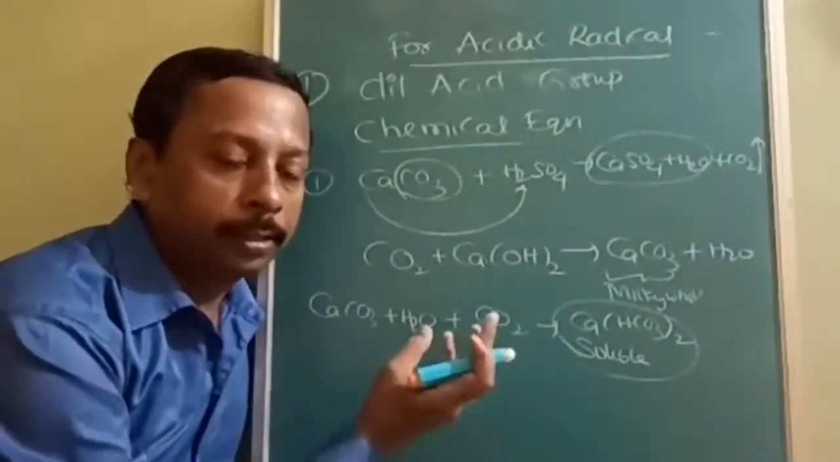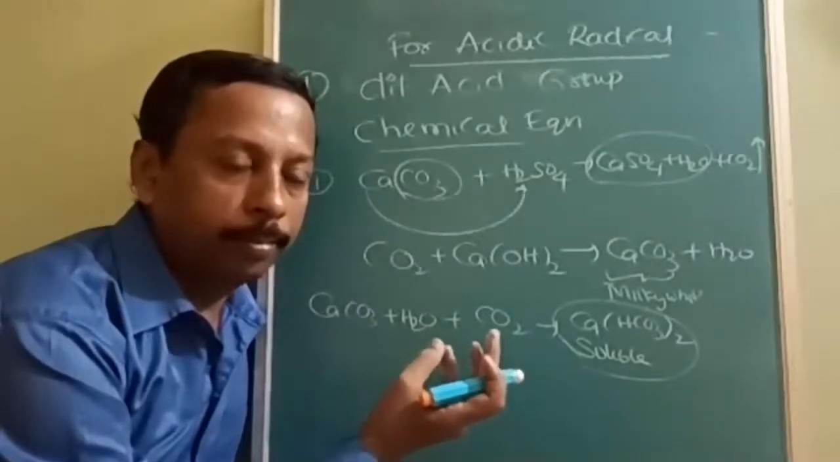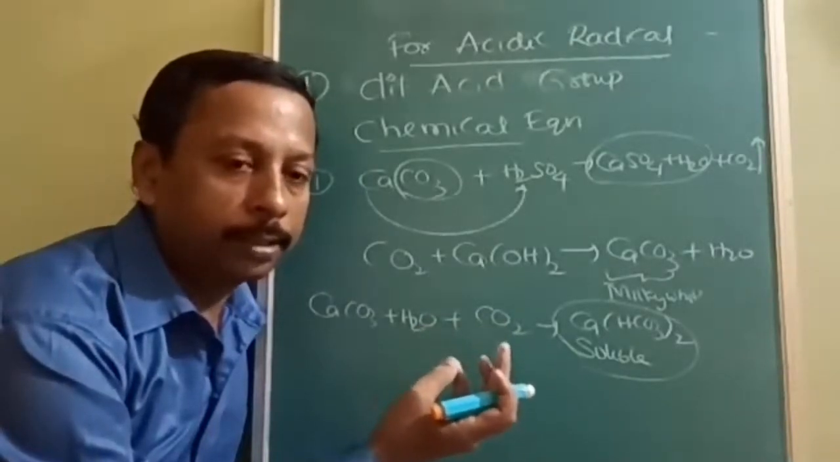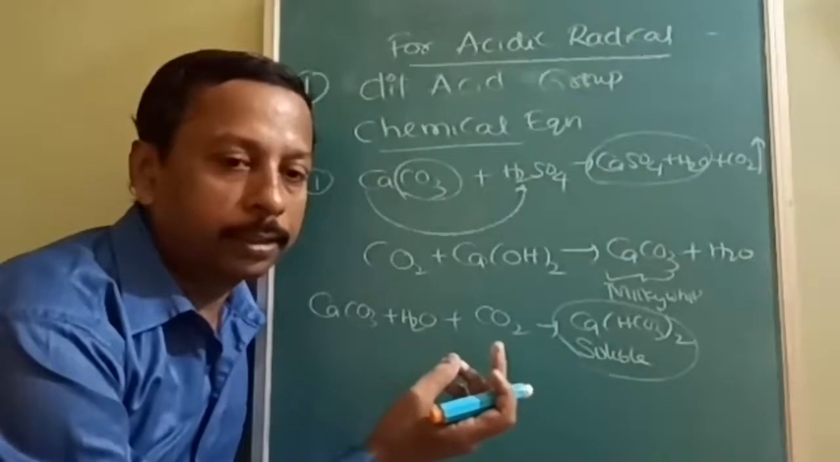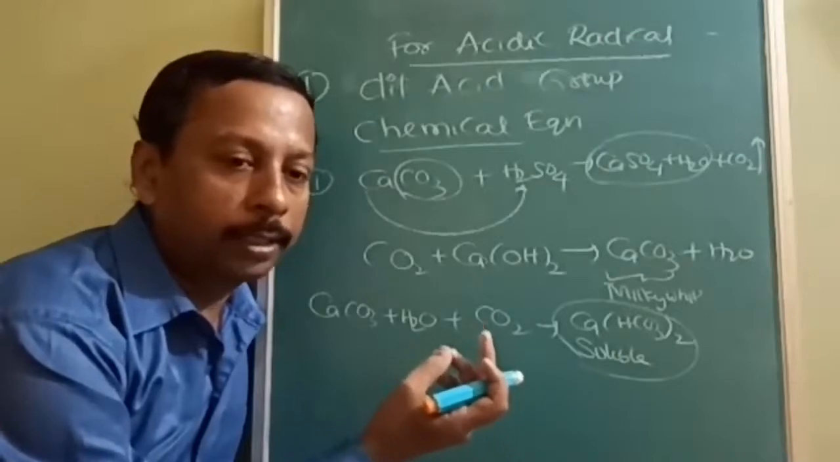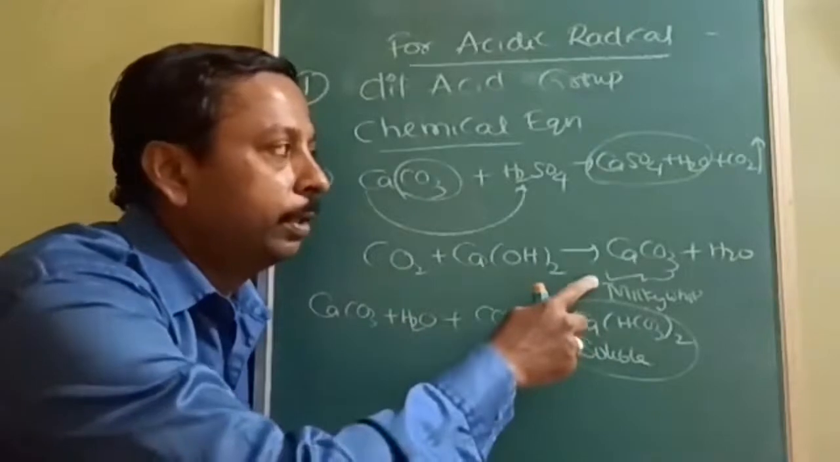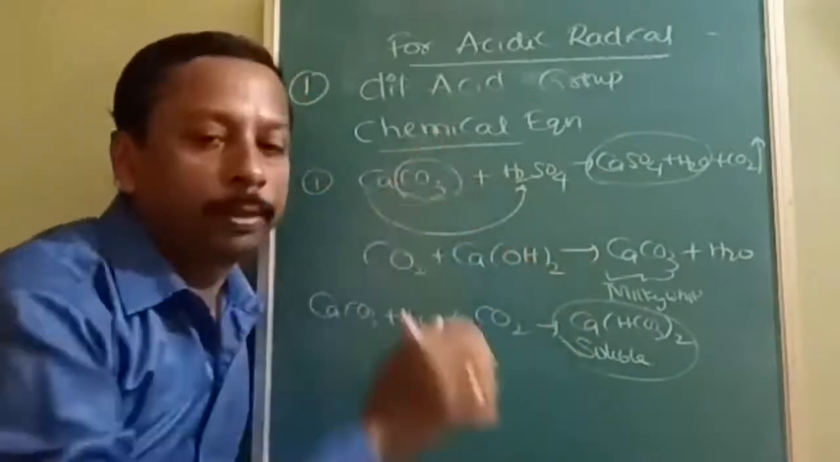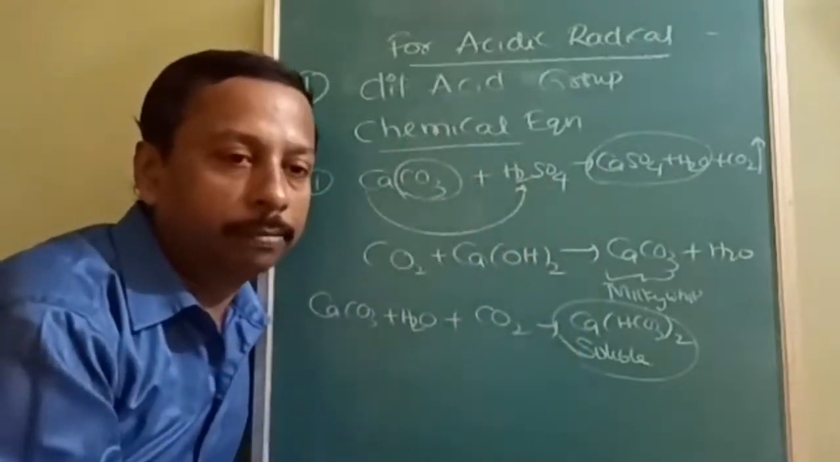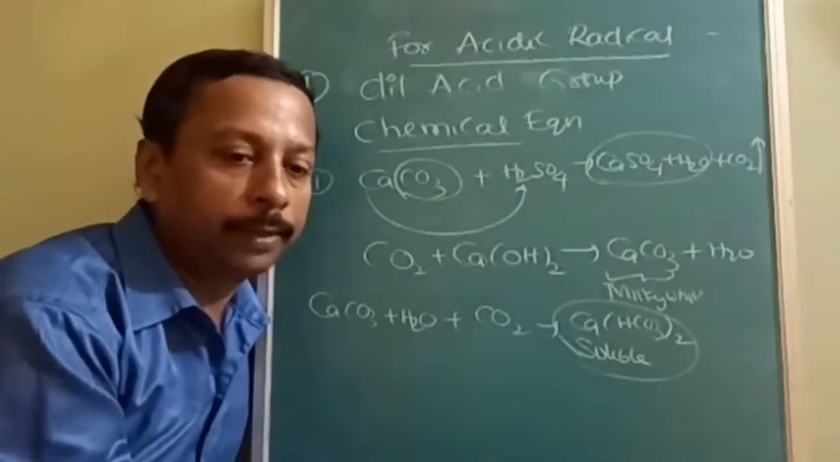So first, colorless gas: carbon dioxide may be present. Milkiness: carbonate is present. And the milkiness disappears: carbonate has to be understood as confirmed. In these three levels we will confirm the presence of the acidic radical.